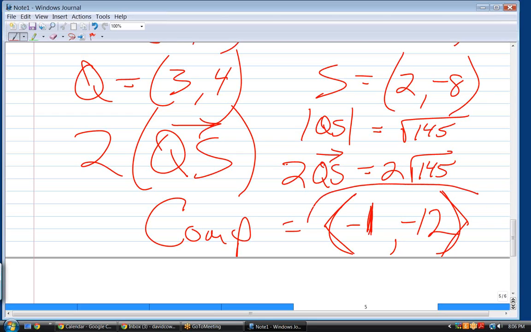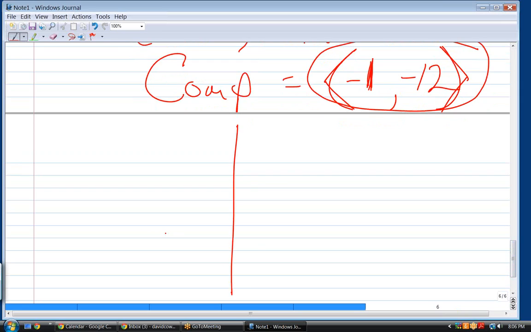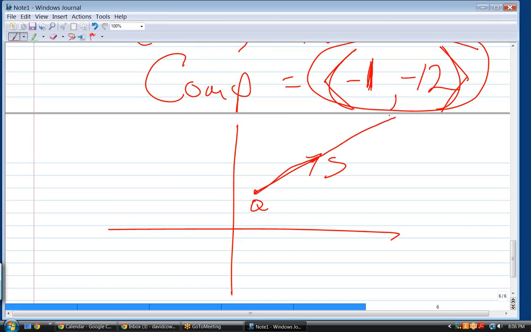Now, this is not 2QS, that's QS. If I'm drawing QS, and this is QS, not that it is, I haven't bothered to check my points here, but if that's QS, then this is twice QS. Okay. Just twice as long.